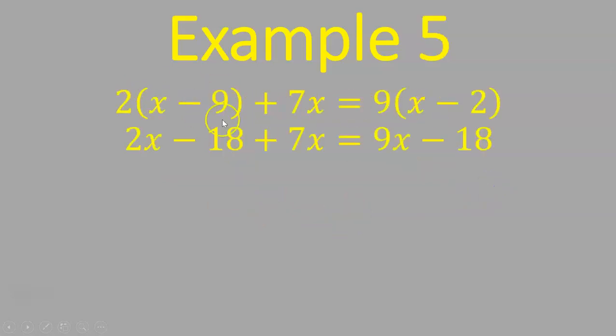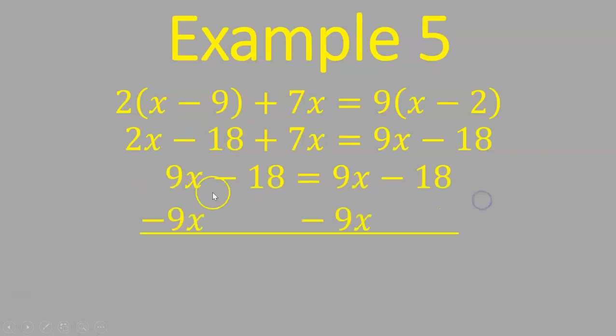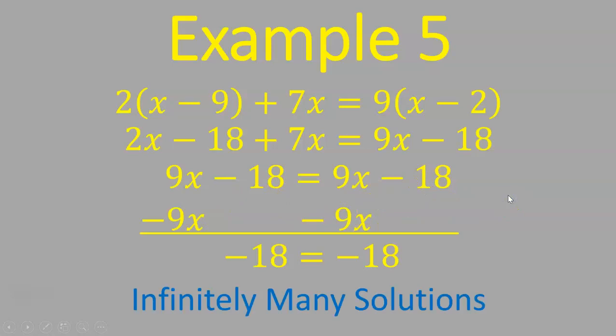A fifth example, again, distribute. I distribute on each side here, 2x minus 18 and 9x minus 18. Okay, combine like terms. So notice the sides are identical. And when I try to get 9x away, just trying to get one to the other, they cancel each other. This time I'm left with a true statement. So in this example, whatever I put in for x, it's going to work every time. Wherever I put in x on one side, it's going to give you the same thing as when I put in x over here. So everything is a solution here. So we'd say infinitely many solutions.